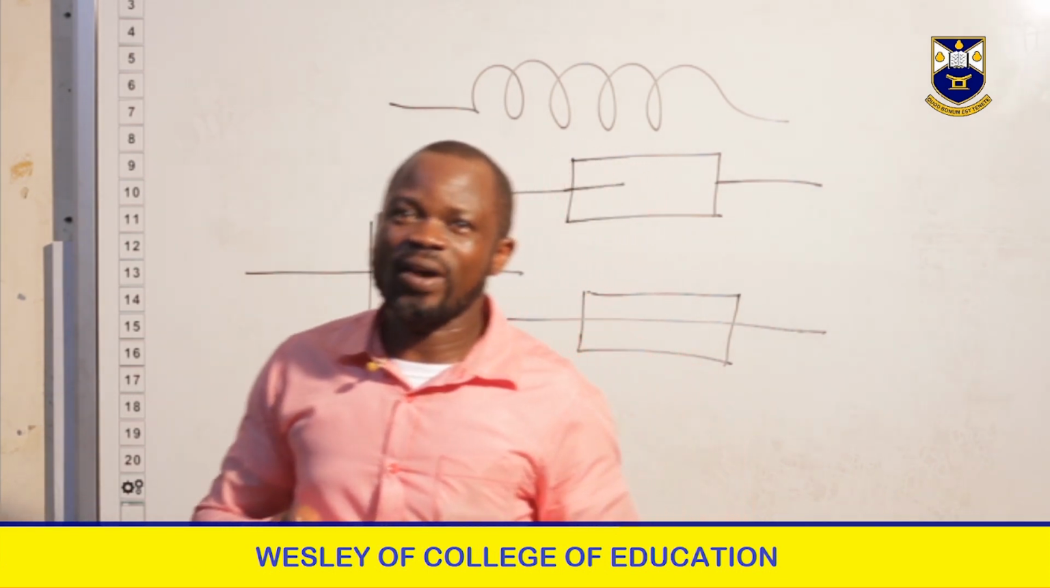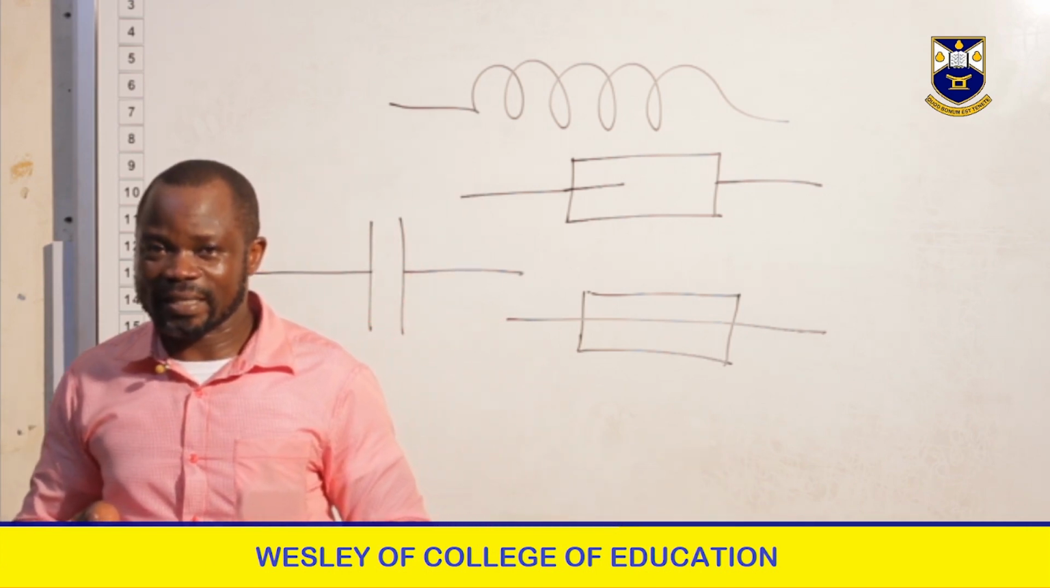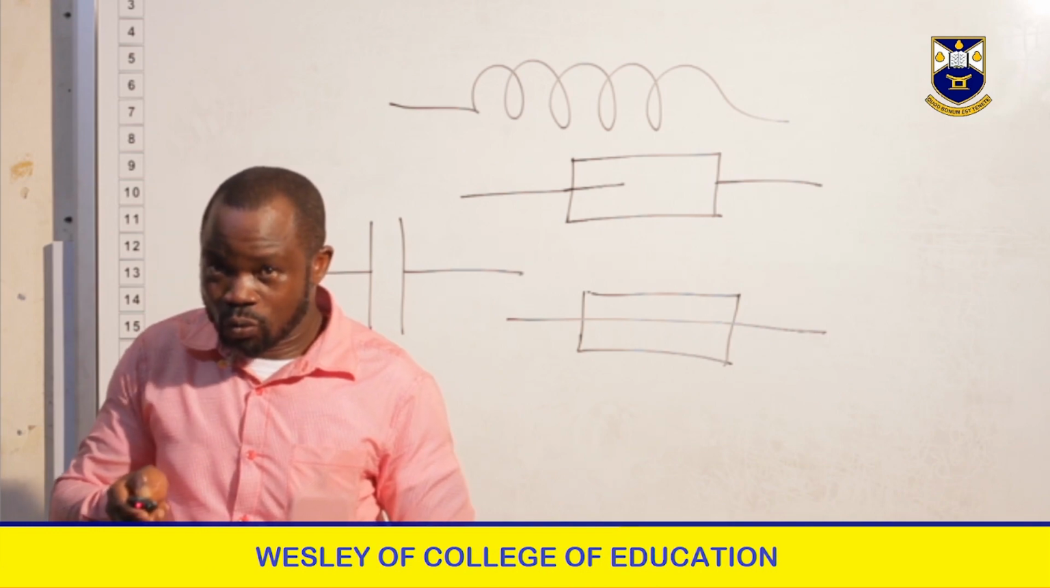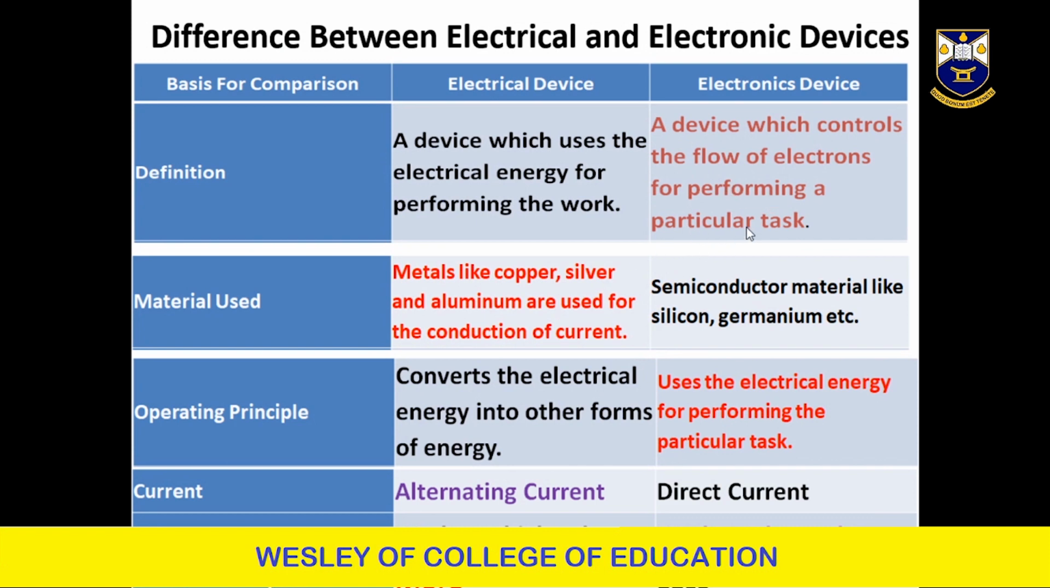But an electronic device is a device which controls the flow of electrons for performing a particular task. So here there's some control of the movement of electrons in the electronic device, but in the electrical device there is no control. Again, materials used in electrical devices are mostly metals like copper, silver, and aluminum for the conduction of the current. But electronics use semiconductor materials like silicon and germanium.